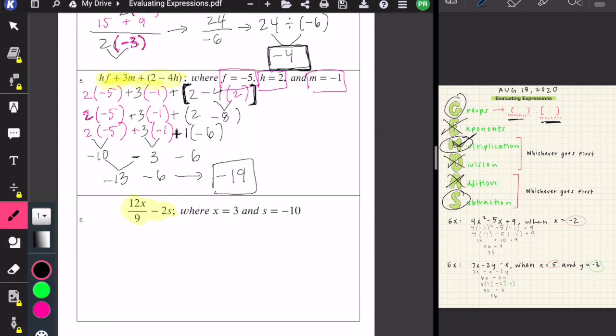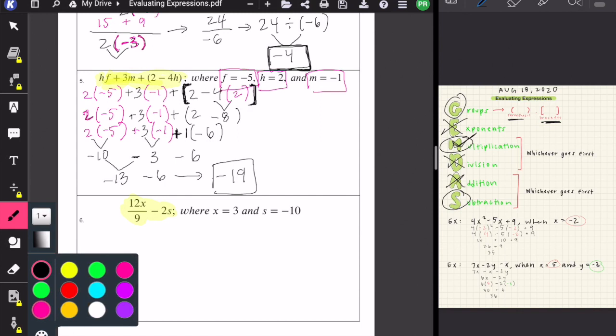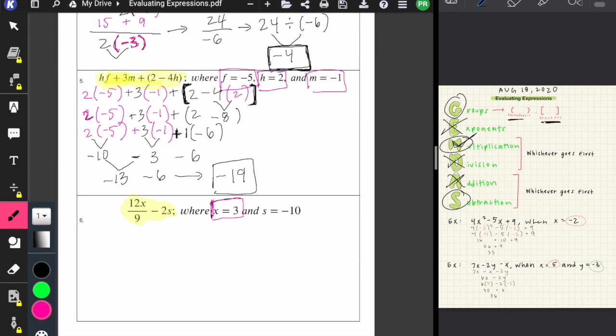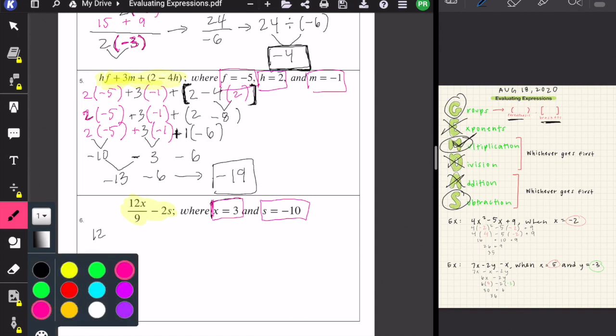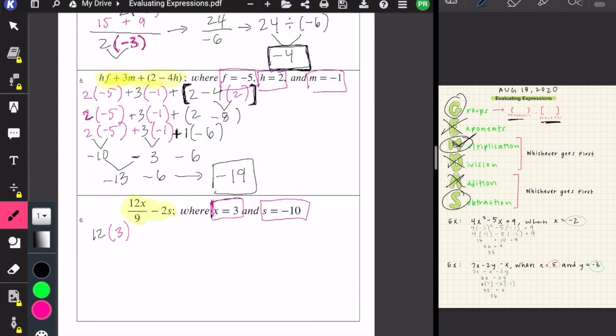Okay, now let's go to number 6. Number 6, we have 12x all over 9 minus 2s. We have two variables. We have x equals 3 and s equals -10. So here we go. 12 times the +3 all over 9 minus 2 times the -10. Okay, so now 12 times 3 is the same as 36.